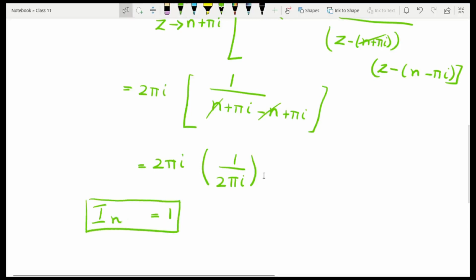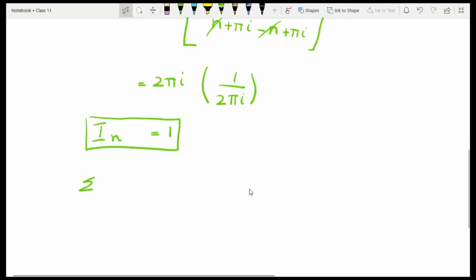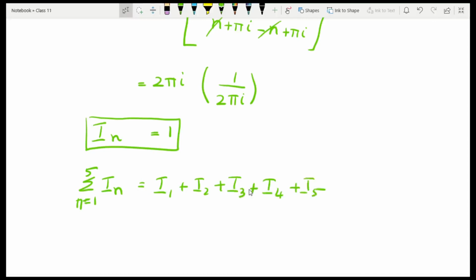So we have to find the summation of I of n for n is equal to 1 to 5. That is I1 plus I2 plus I3 plus I4 plus I5, which is nothing but 1 plus 1 plus 1 plus 1 plus 1.